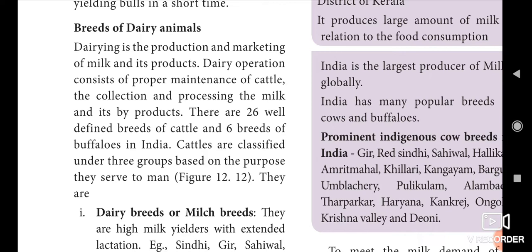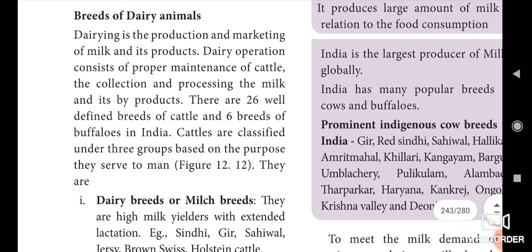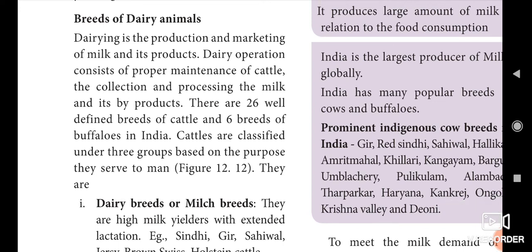Today we see about the breeds of dairy animals. Dairying is the production and marketing of milk and its milk products. What is meant by dairy? Dairy means words related to milk and milk products. The dairy operation consists of proper maintenance of cattle, and the collection and processing of milk and its byproducts.